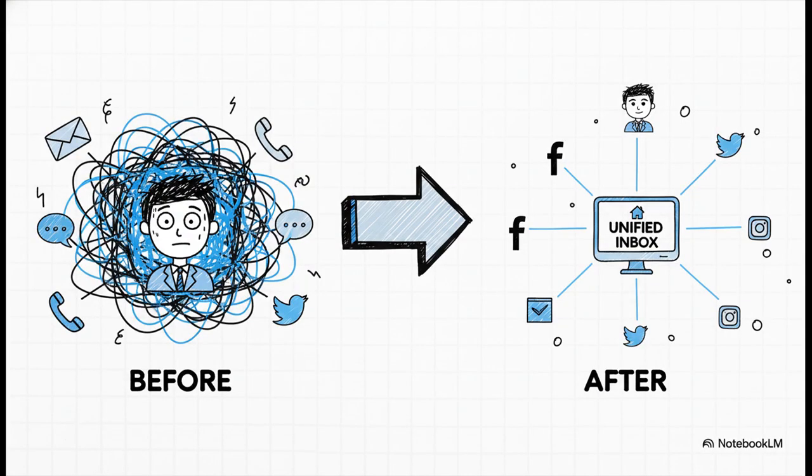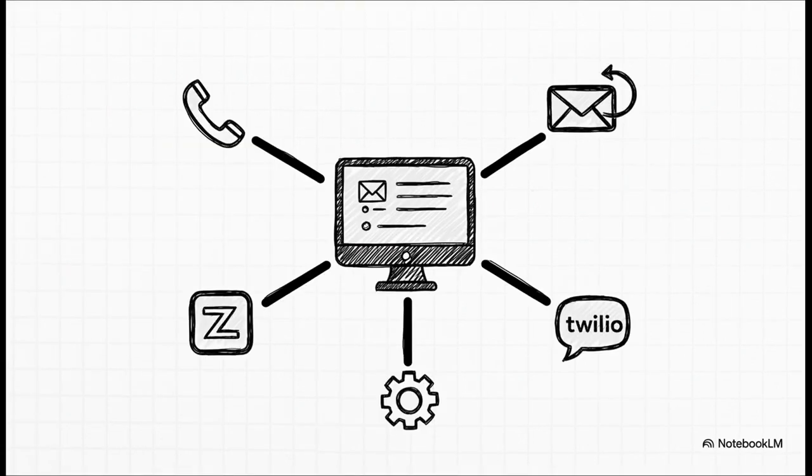And that brings us to our third and final core power, communication. You know how it is, right? You're juggling emails, Facebook messages, text messages. It's a nightmare trying to keep track of it all. Well, Go High Level's big solution is to bring all of those conversations into one single unified place. It basically becomes your command center for every single customer interaction.